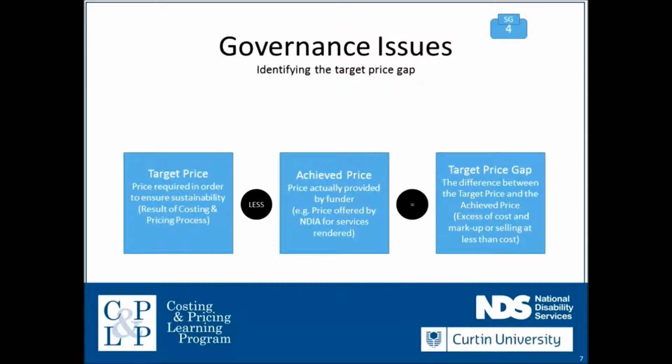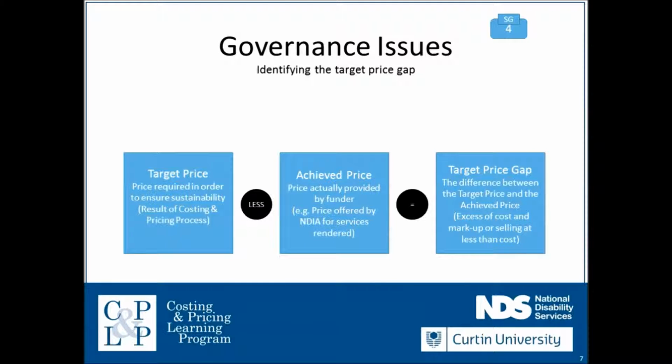It could also be the achieved price received from any state or Commonwealth agency, or indeed any price paid by a customer for purchases that you might provide. However, generally speaking, we call the achieved price that price offered by the NDIA for services rendered. The difference between the target price and the achieved price is the target price gap. We make this calculation for each individual service we deliver. Indeed, this is a calculation based on each element or each service type that we provide.